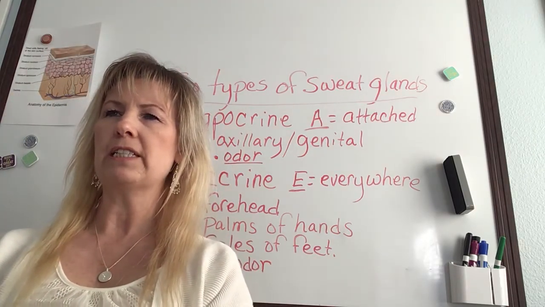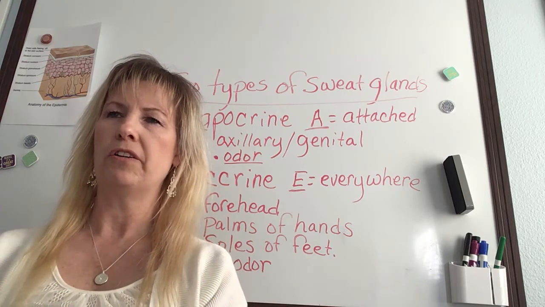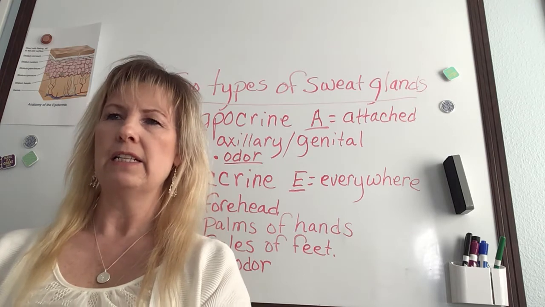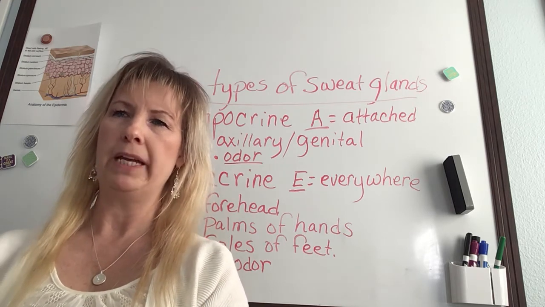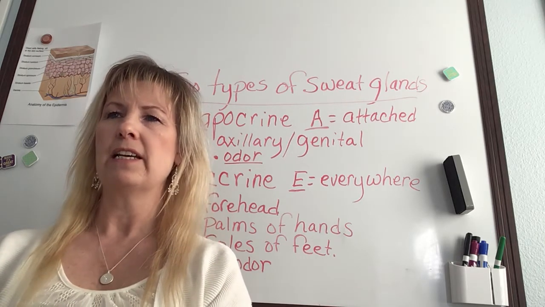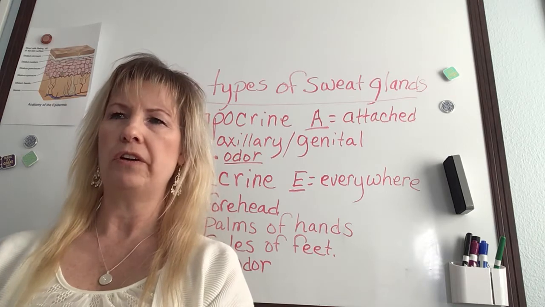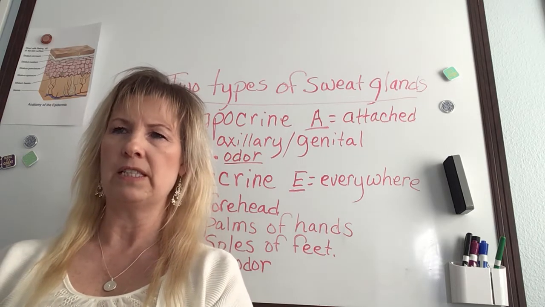Apocrine function is sensitive to adrenaline, so sweating can occur during times of anxiety, stress, fear, sexual arousal, and pain. Now, there are odors associated with these glands, and that is just due to the interaction of the secretions and the bacteria on the surface of the skin.